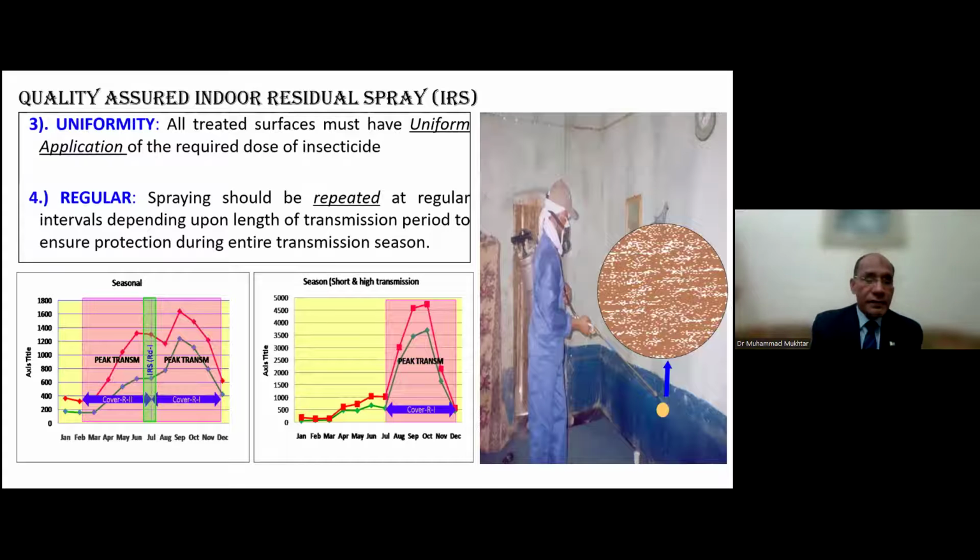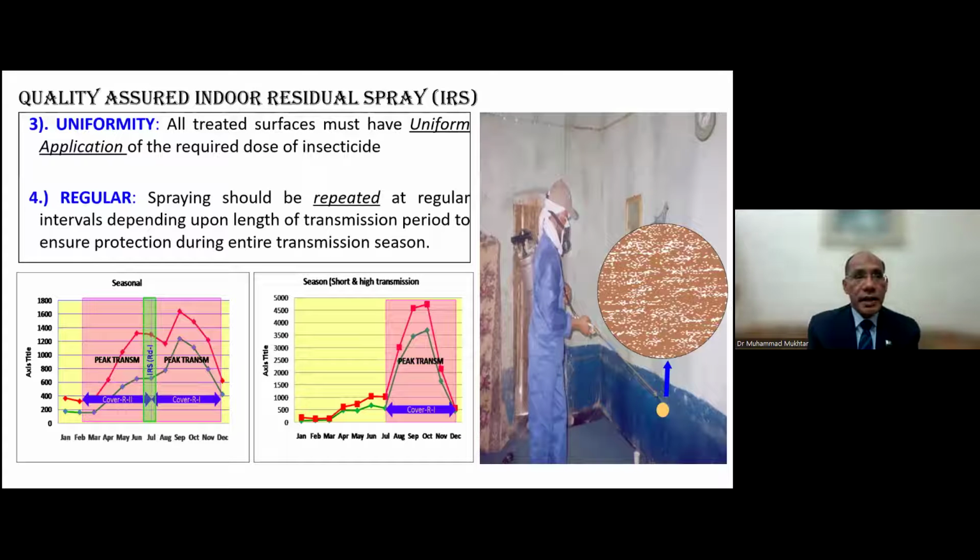In areas where we have a long transmission period or year-round transmission, we have to repeat the IRS at certain intervals, depending upon the length of the efficacy of the insecticide.